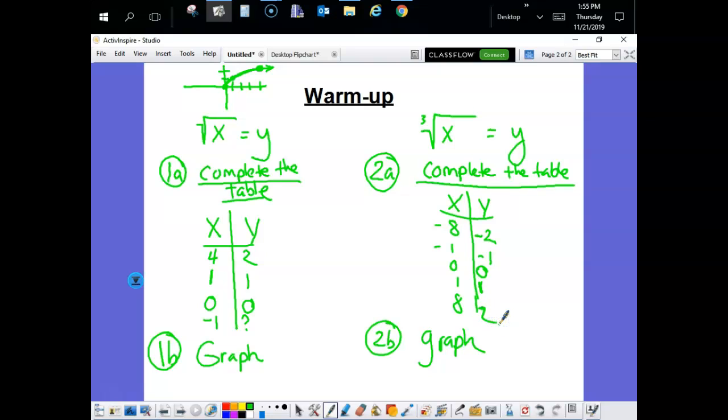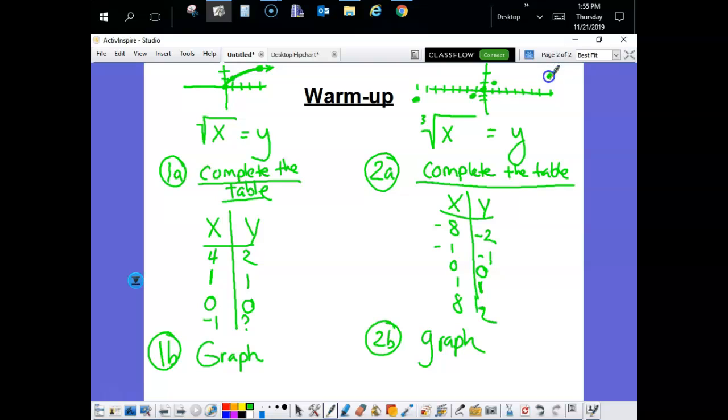Good. And then if we go through and graph that, you will notice that I can plug in negatives to a cube root, right? Because you can take cube roots of negative numbers. You get negative answers. All right, so -8, -2 is my first one. So -8, -2 would be about here. Then -1, -1 would be here. 0, 0 would be here. 1, 1. And then 8, 2.